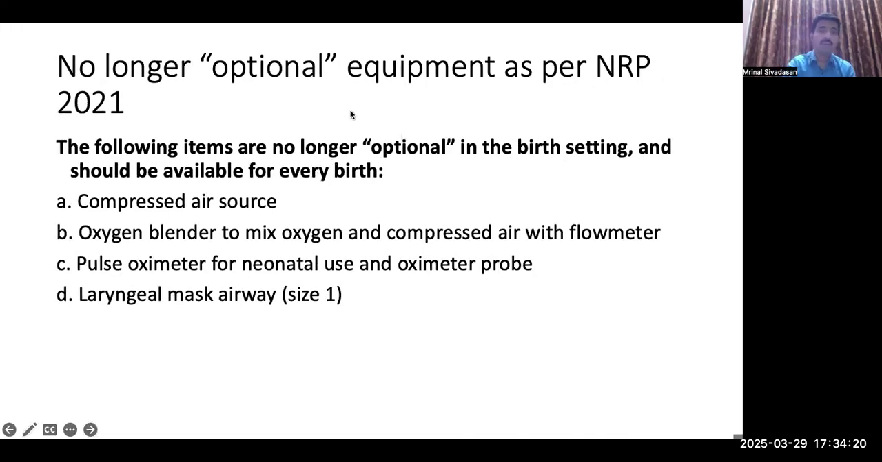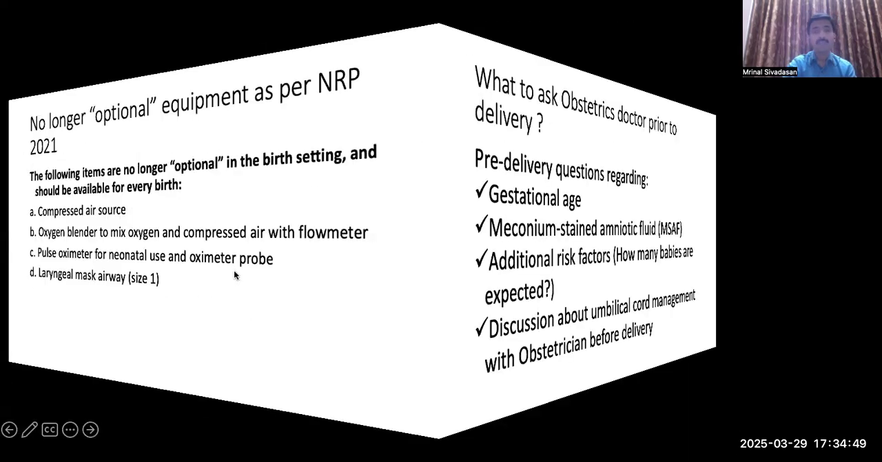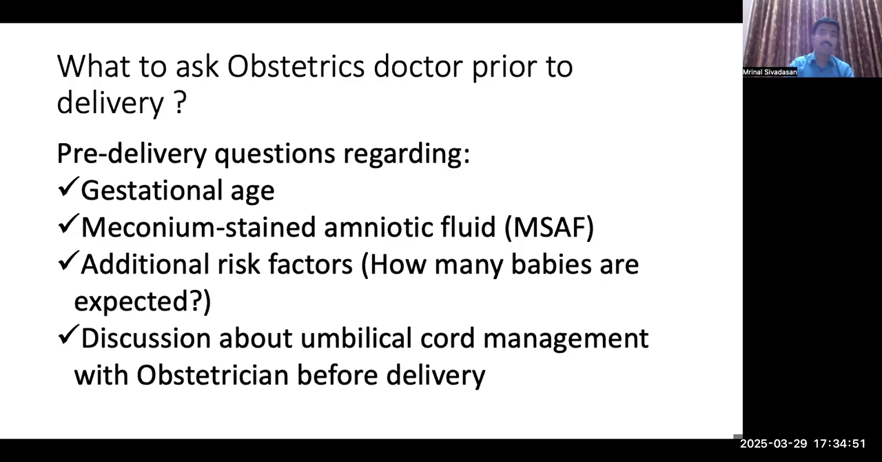Now, no longer optional. So these are the following equipments which are now no longer optional, but should be available for every birth. So first is the compressed air source, so that it can give a fraction inhaled oxygen of 21%. Second is oxygen blender to mix the oxygen and the compressed air with a flow meter. And third is pulse oximeter for neonatal use, oximeter probe, which is available at every hospital, and the laryngeal mask airway with size 1.